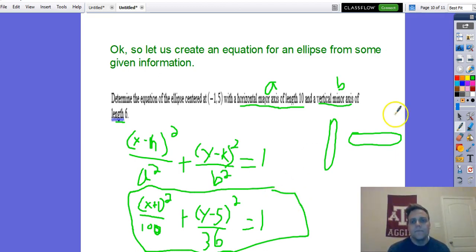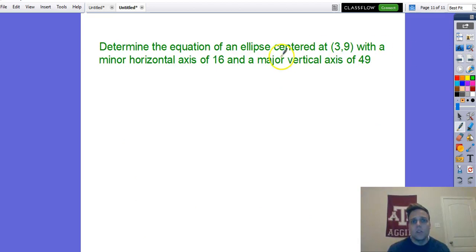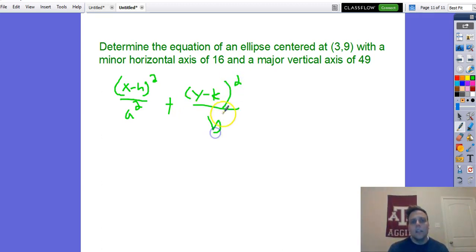Okay? Let's do another question like that. Determine the equation of an ellipse centered at 3, 9 with a minor horizontal axis of 16 and a major vertical axis of 49. Alright? So, let's remember the ellipse equation. x minus h squared divided by a squared plus y minus k squared over b squared is equal to 1.